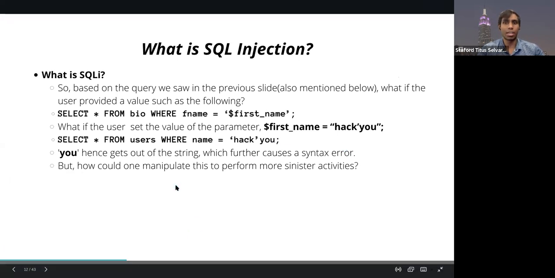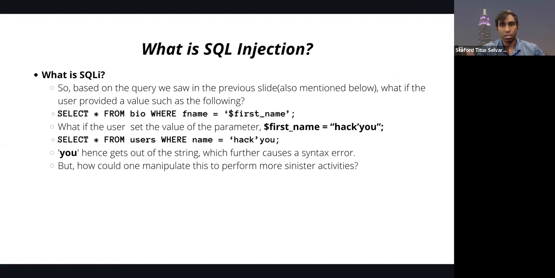But this is a simple case. We're not doing anything so big or so dangerous. We are just adding a single quote over here and giving u, so that doesn't cause a lot of impact. So how could we manipulate this to perform something much bigger, at a higher level? How could we go deeper? How could we manipulate it so that we can log in without having the password? How can we get user data or user details without having the password? Or how can we get user passwords? That's what we're going to see how to do.